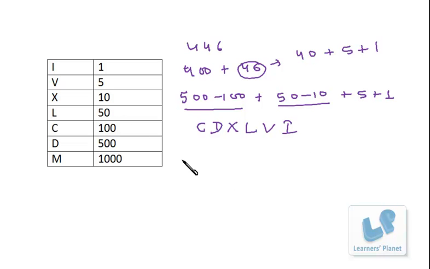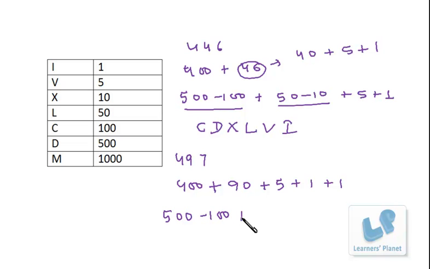Now let's write 497. Further, it is 400 plus 90 plus 5 plus 1 plus 1. Now the similar method we will use to write 400, that is 500 minus 100. Put an underline over here. Now how do we write 90? It is 100 minus 10, then 5 is as it is, then 1, then 1.